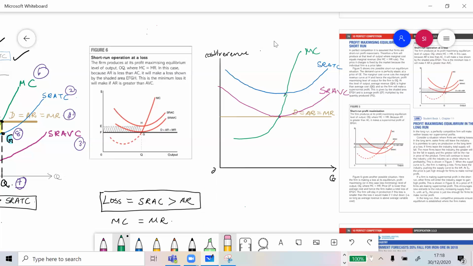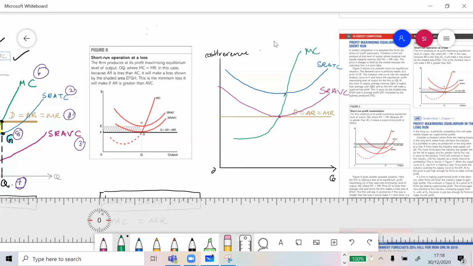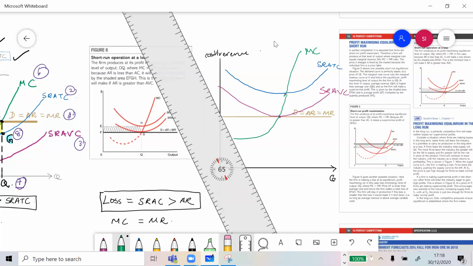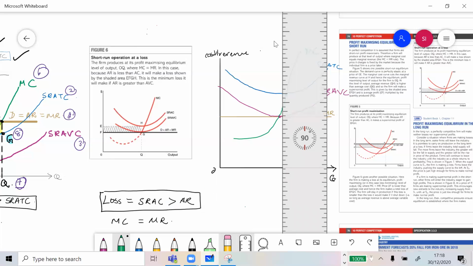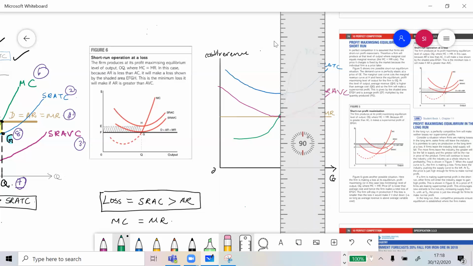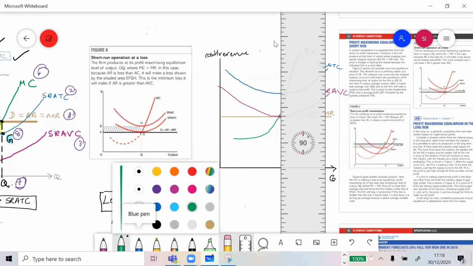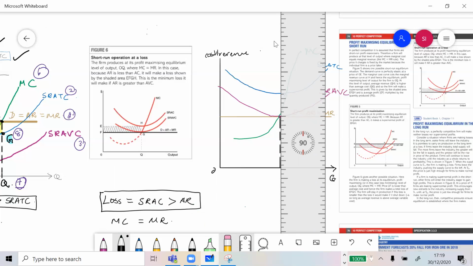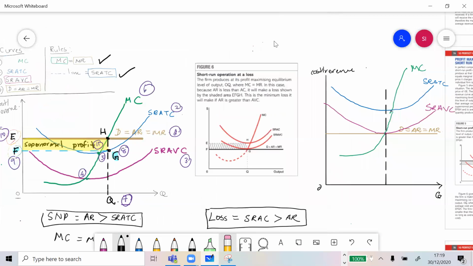Now, again, we are going to apply the same rule. First of all, we are looking into where MC equals MR. So let's apply the same rule that we had before. And I'm going to extend this line a little bit above. Now, let's mark the important points.